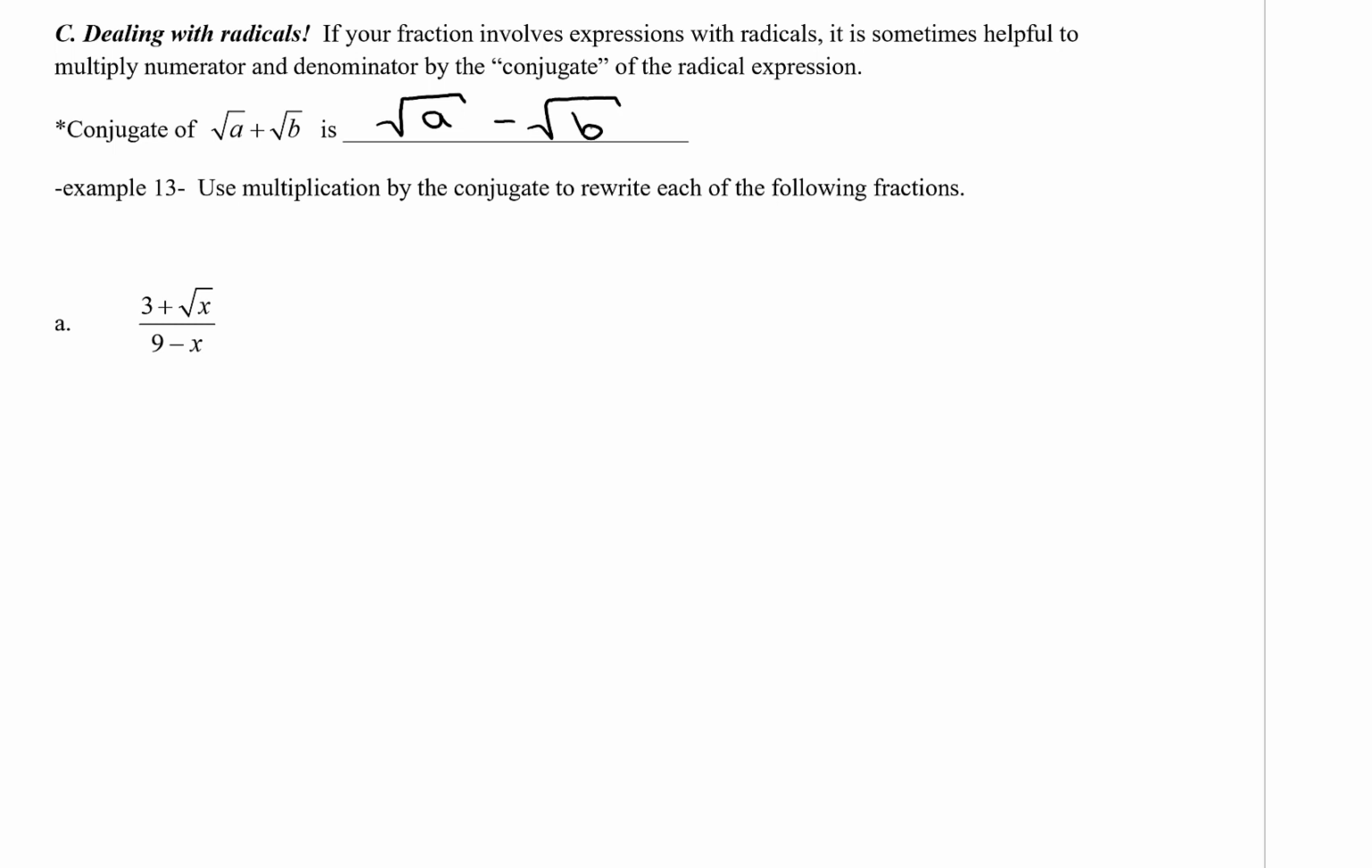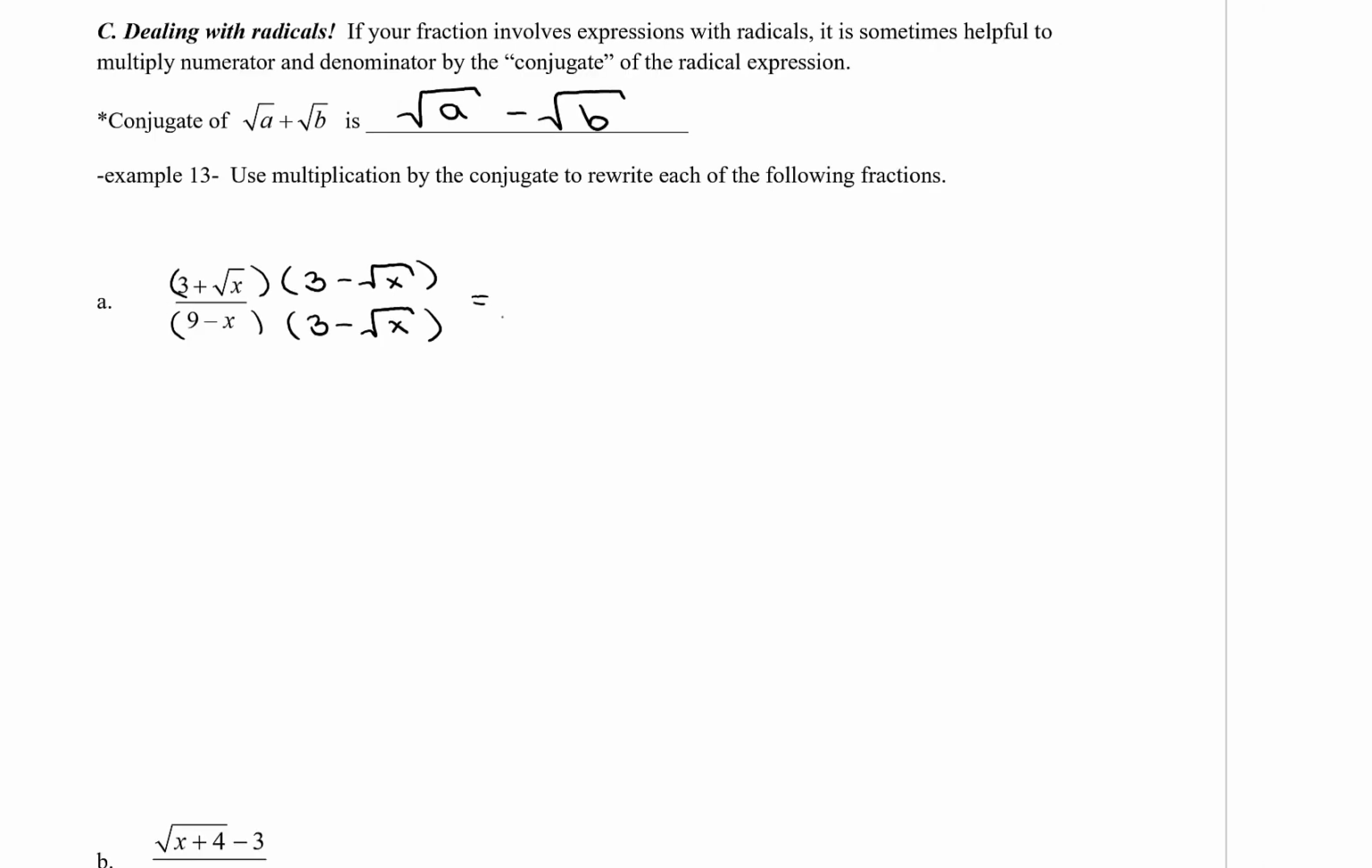In problem A, we have 3 plus radical x over 9 minus x. We're going to multiply by the conjugate of the numerator. Conjugate of the numerator is going to be 3 minus radical x. So we're going to multiply by this to the numerator and denominator. So now this is going to be equal to, before I write this out, I'm going to use the box method to show the multiplication of the numerator part.